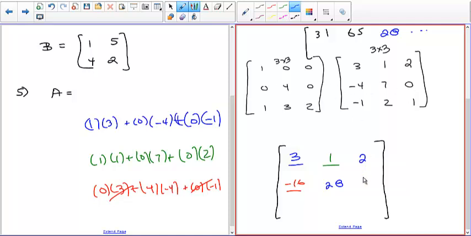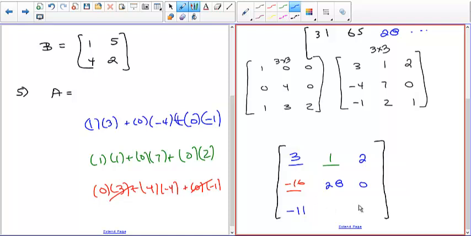Here we have the second row, third column. You have 0 times 2, 4 times 0, 0 times 1, which are all zeros, so you get 0. This is the third row, first column. 3 times 1 is 3. 3 times negative 4 is negative 12. So you have 3 minus 12, which is minus 9. And then we do these two, minus 9 minus 2 is minus 11.